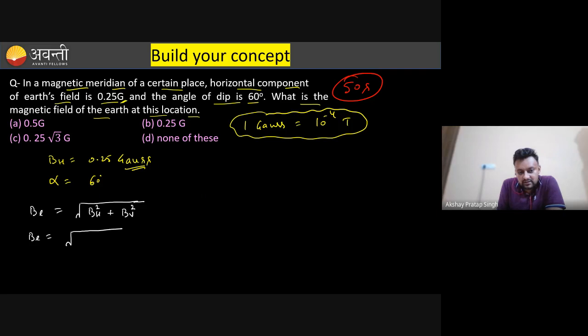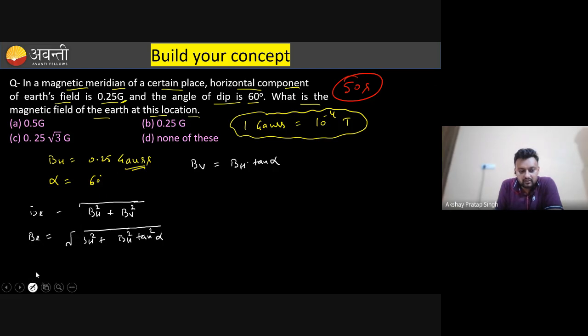just make some changes. This is B equals root of BH square plus BV square. This is the horizontal component, and you know that the vertical component is equal to the horizontal component times tan alpha. Is it clear? Vertical component is equal to horizontal times tan alpha. So you can put this value, and what you will get is BH square tan square alpha. I hope this is clear.